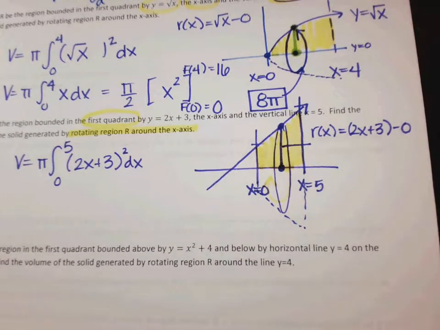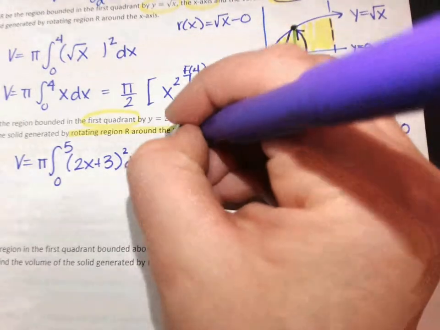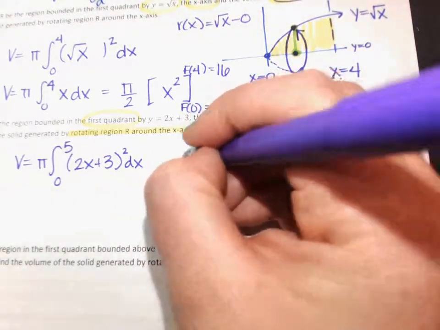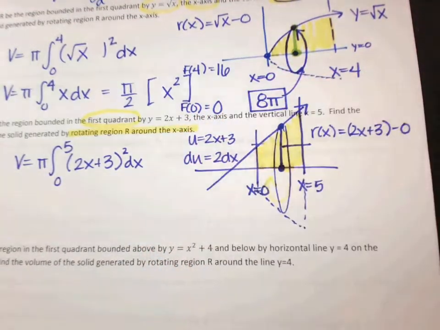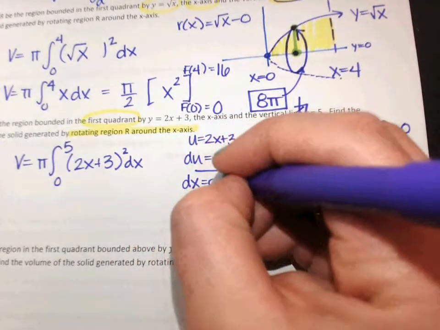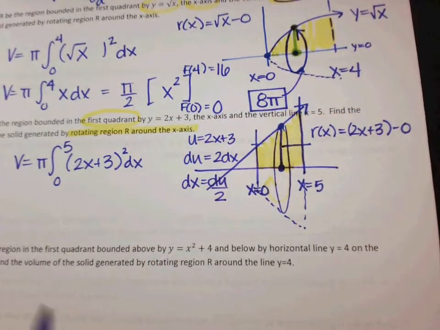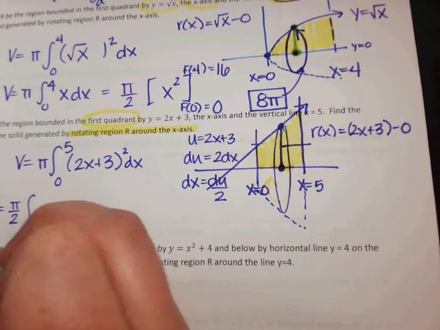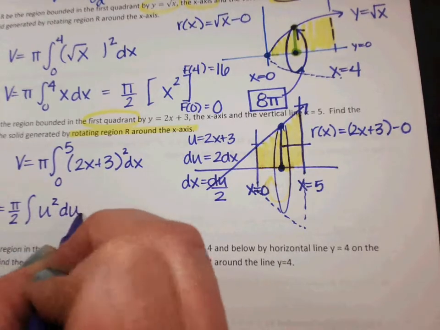Okay, we are not going to do most of these integrals, but we are going to do this one. What's your u? Okay, your u would be 2x plus 3. What does that make your du? 2 dx, which means that dx is du over 2, yeah? Okay, du over 2, I'm going to put my over 2 out front with the pi. And then I have the integral now of u squared du.